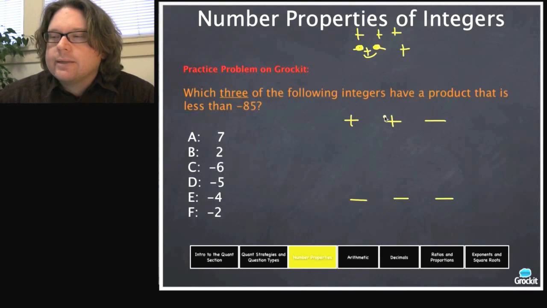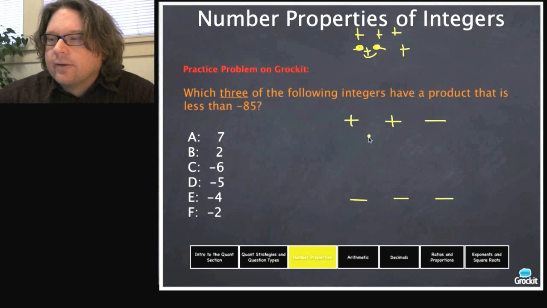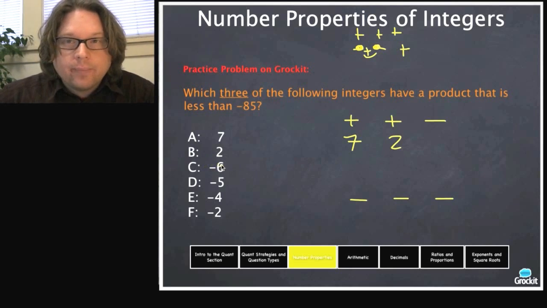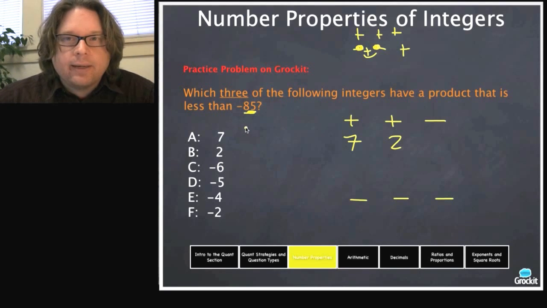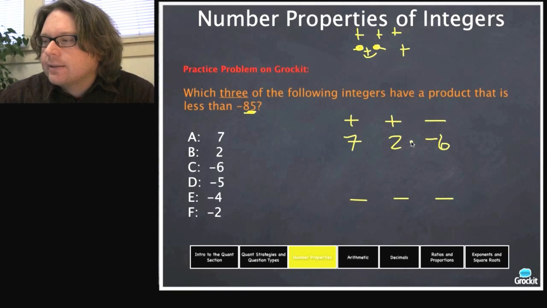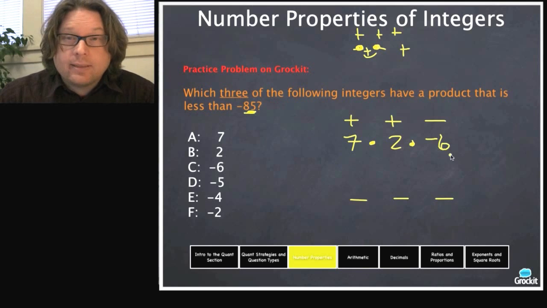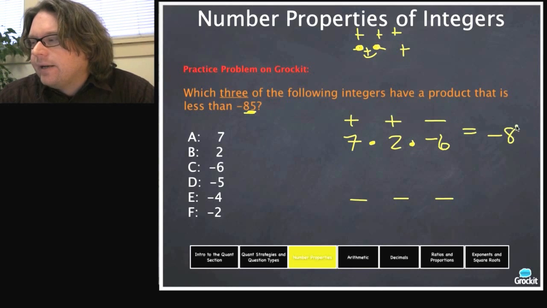So it has to be one of these two. Now there's only two positive numbers in our list, so let's try this out first. So this would be 7 times 2, and then we need a negative number. We're trying to make it as big as possible. We're trying to make the number part of it big because it has to be more negative than negative 85. So our biggest one is negative 6. So 7 times negative 6 is negative 42, times 2 equals negative 84.